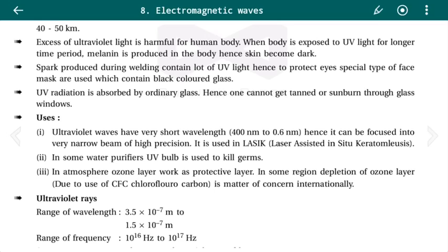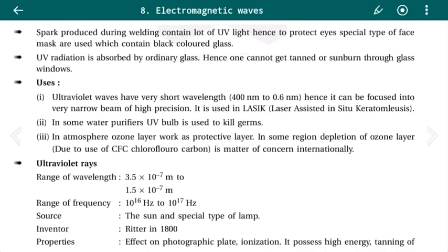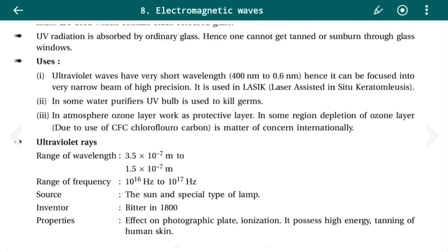So for that purpose the black colored glasses are used. UV radiation is absorbed by the ordinary glass, hence one cannot get tanned or sunburned through glass windows. Now let us see the uses.